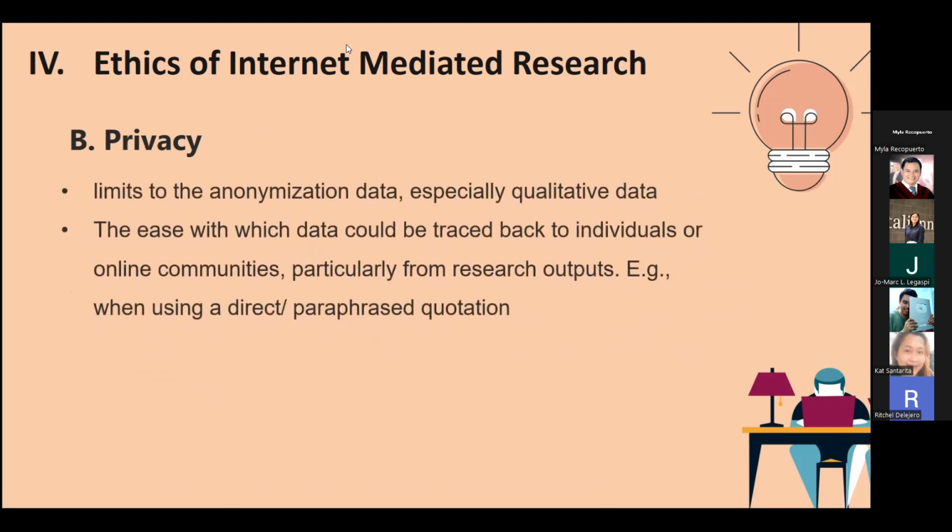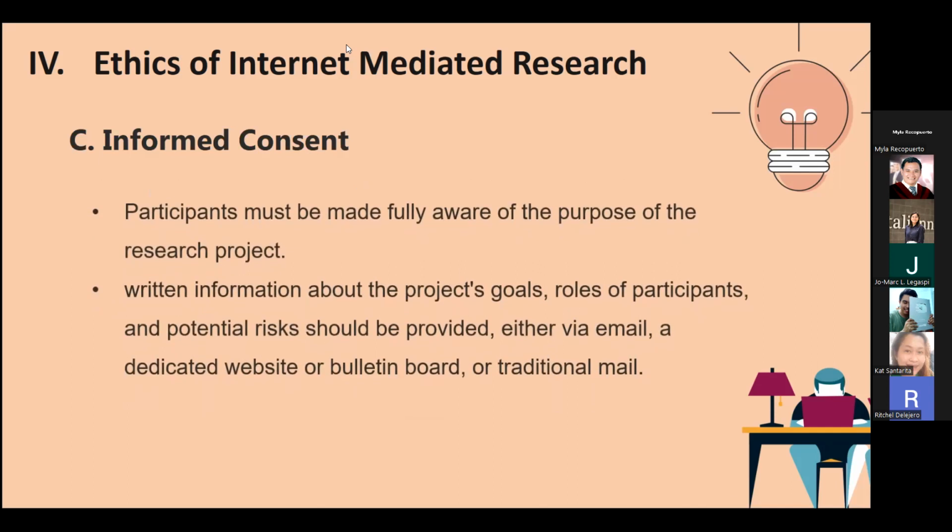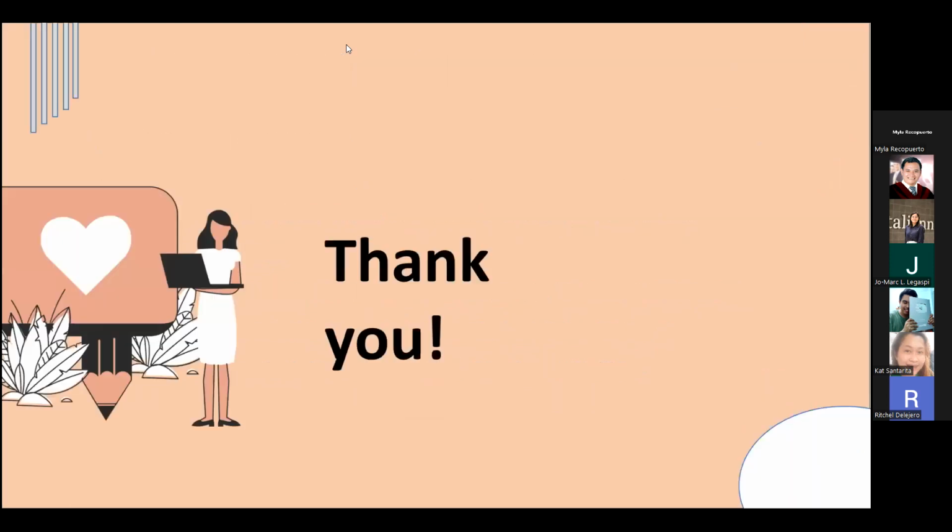And then limits to the anonymization of data, especially qualitative data, and the ease with which data could be traced back to individuals or online communities. And then lastly, we have the informed consent, which is that the participant must be fully aware of the purpose of the research. Written information about the project goals, roles of participants, and potential risks should be provided either via email, a dedicated website or bulletin board, or maybe traditional mail to the participants.